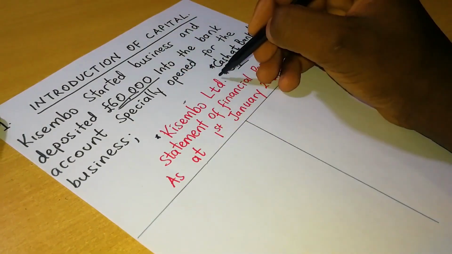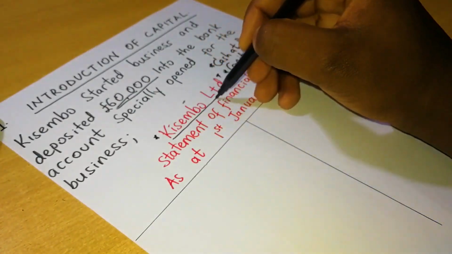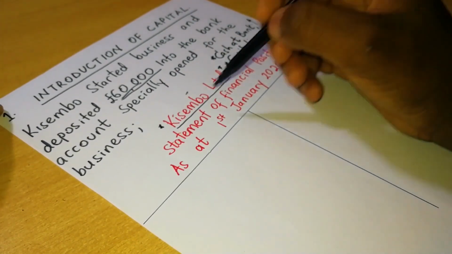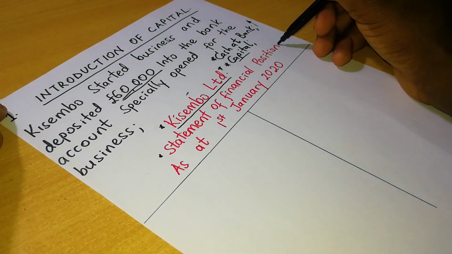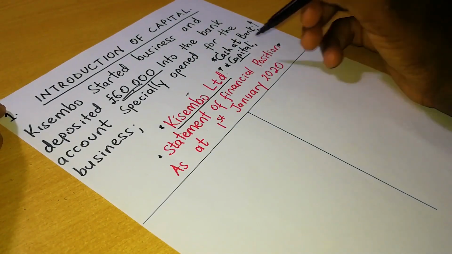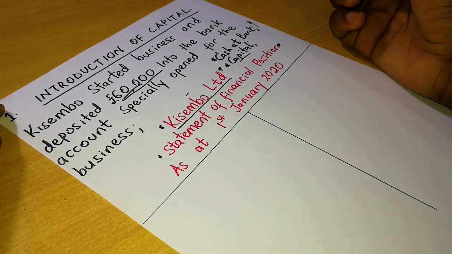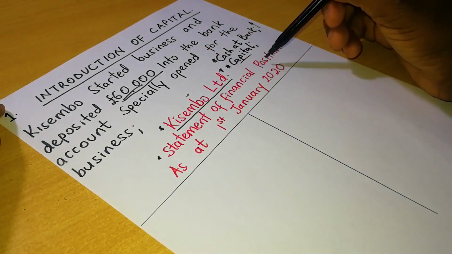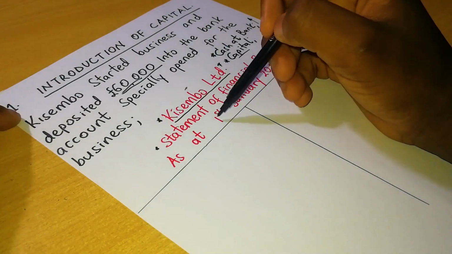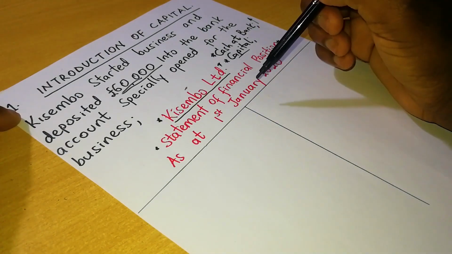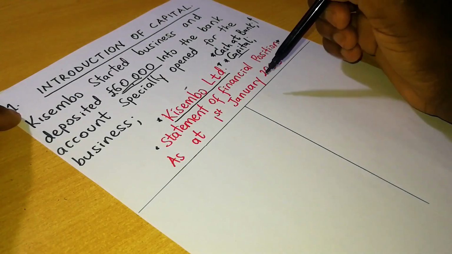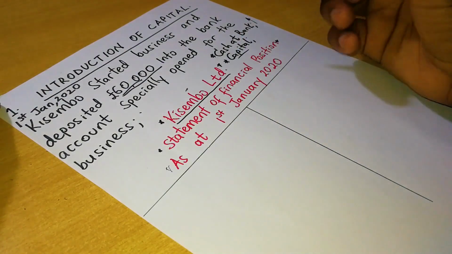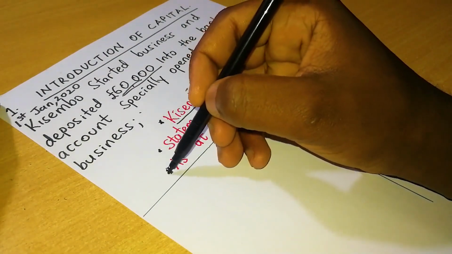It's important that our balance sheet first has the title of the entity. Then the next line talks about the financial statement we're talking about. In this case, it's the statement of financial position, or you can simply say balance sheet. Of course, a balance sheet always shows the position of a business as at a specific date in time. And the third line shows the date as at which period of time.